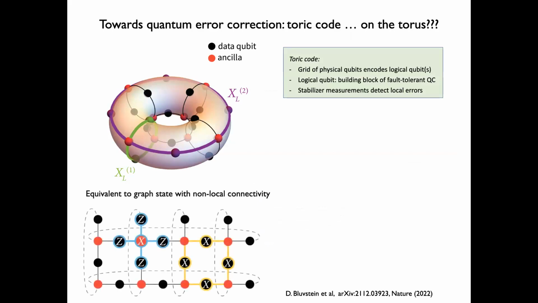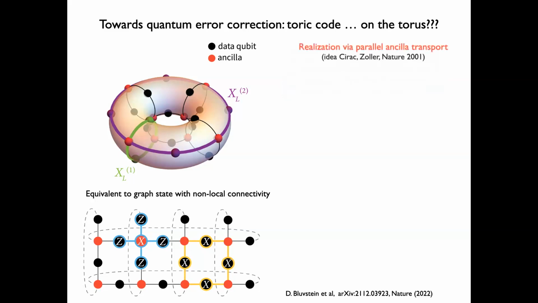And so realizing this on a torus seems hard. On a torus, you have additional protection due to topology. But actually, what you can do is unfold this graph, and this torus is equivalent to a planar graph, but with this kind of non-local connectivity. Some of these ends should be wired, connected with each other.